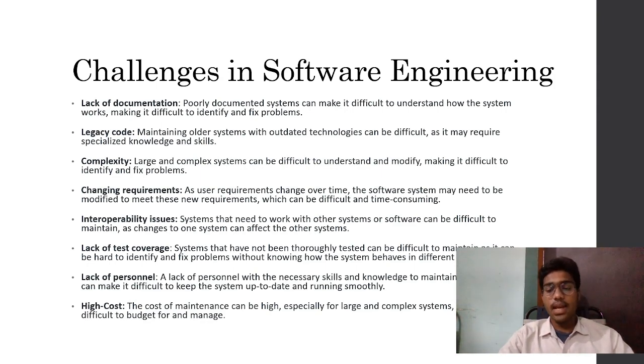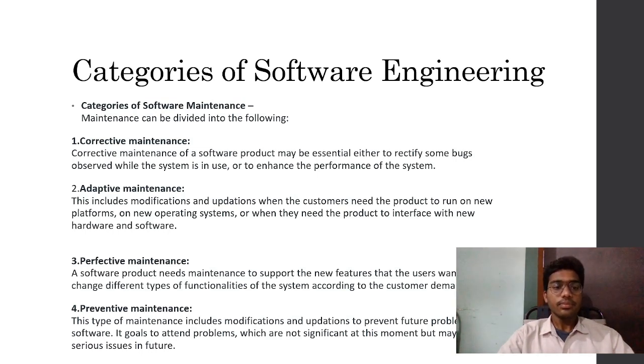These are all about challenges in software engineering. Next, coming to categories of software maintenance. So the corrective maintenance, adaptive maintenance, perfective maintenance, preventive maintenance. First one is corrective maintenance. Corrective maintenance of the software product may be essential either to rectify some bugs observed while the software is in use or to enhance the performance of the system.